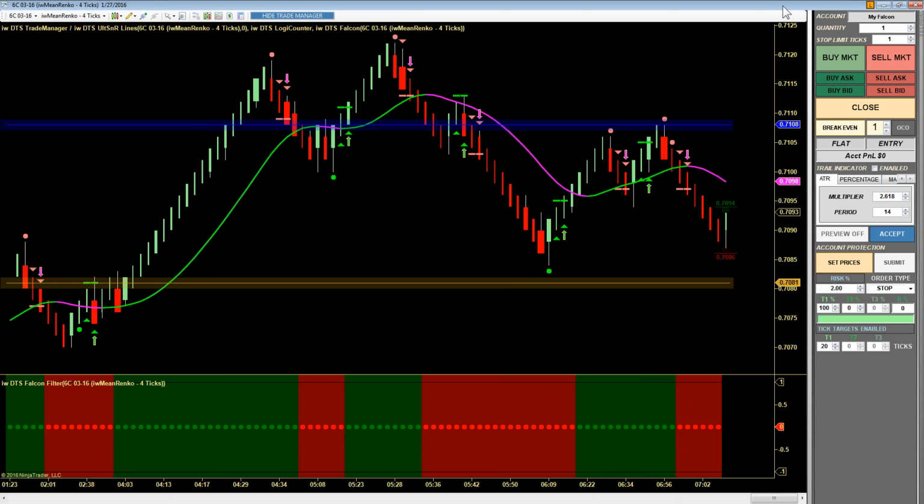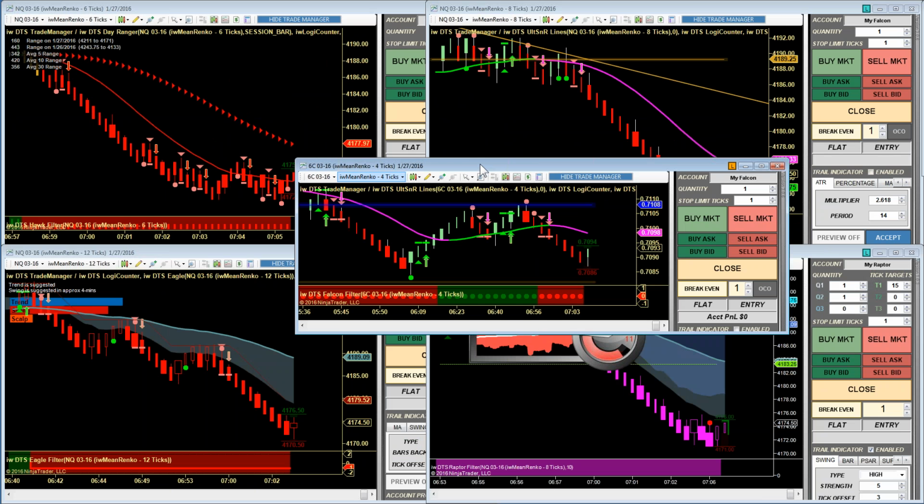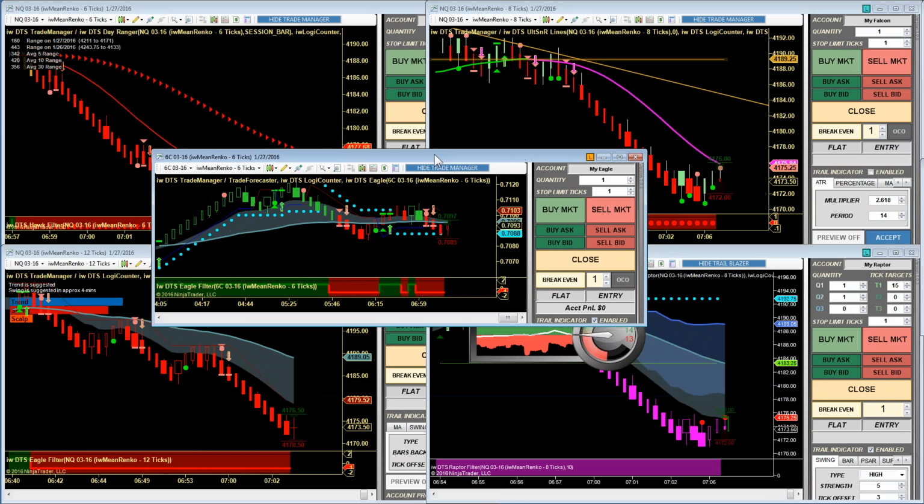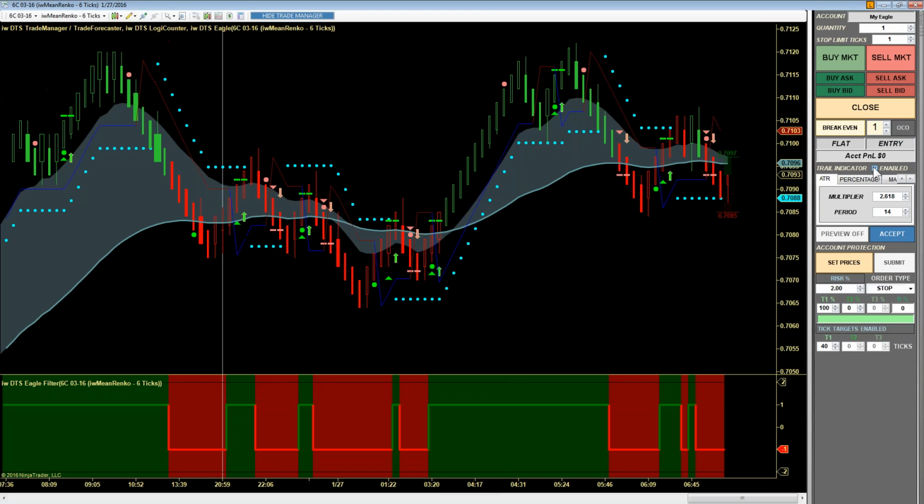So not much to see there. Let's take a look at the Eagle trend trader for the Canadian dollar. And yeah, this one, you can really see the sideways action, no real trend going on here.